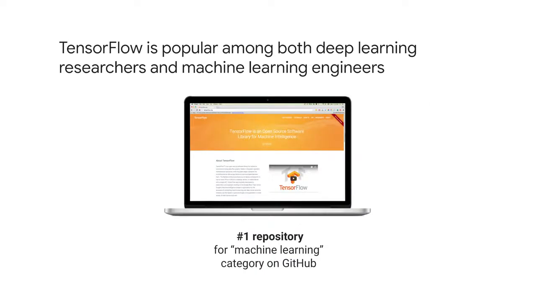So, TensorFlow is this portable, powerful, production-ready software to do numeric computing. It's particularly popular for machine learning. It's the number one repository for machine learning on GitHub. Why is that? Well, it's popular among deep learning researchers because of the community around it and the ability to extend it to do some pretty cool new things. It's popular among machine learning engineers because of the ability to productionalize models, to do things at scale.